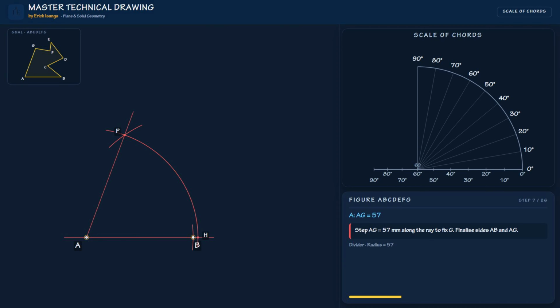Along this direction, measure AG as 57 mm to locate point G. Then darken the finished sides, AB and AG.